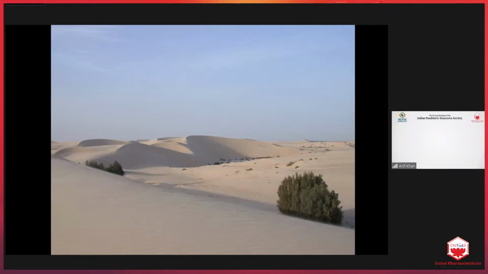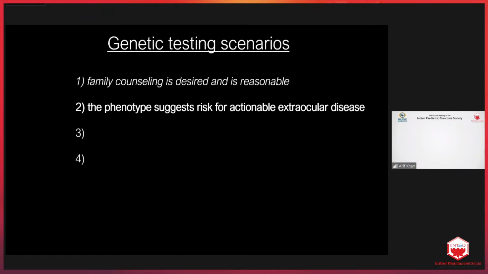Let's move on now to the next scenario for genetic testing in childhood glaucoma. And that would be when the phenotype suggests a risk for actionable extraocular disease. Now, you can argue that you could follow the phenotype when you're suspecting extraocular disease without genetic testing, but really genetic testing is much more powerful because it can rule out those individuals who don't need that careful follow-up for extraocular disease.